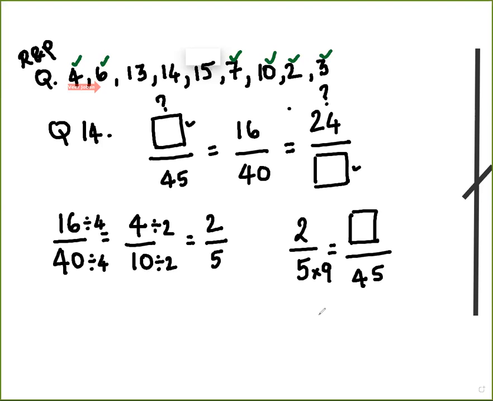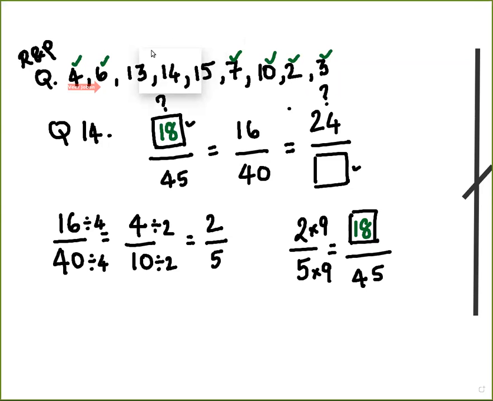Sir, it should be 18. 2 into 9, 18 upon 40. Yeah, the final answer is 18. I got surprised when you said 18. I thought you wanted me to multiply the 5 with 18. Ah, no. Okay, so then we get the answer 18. So this number is 18.